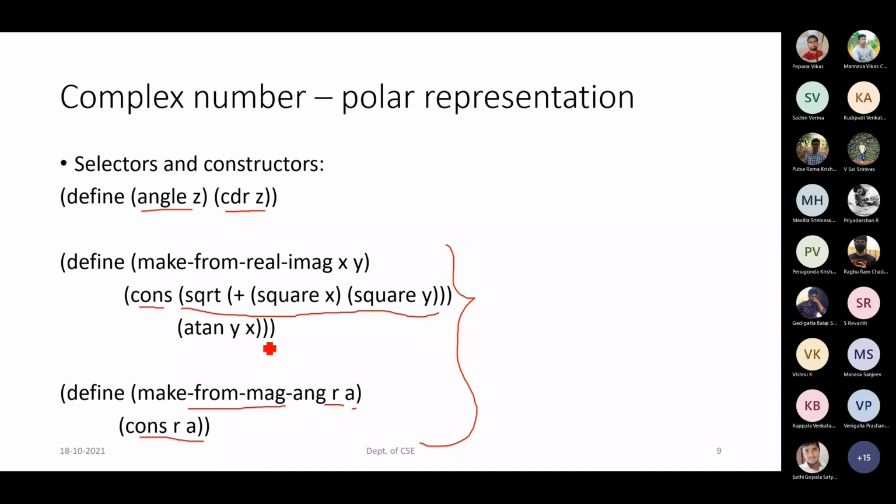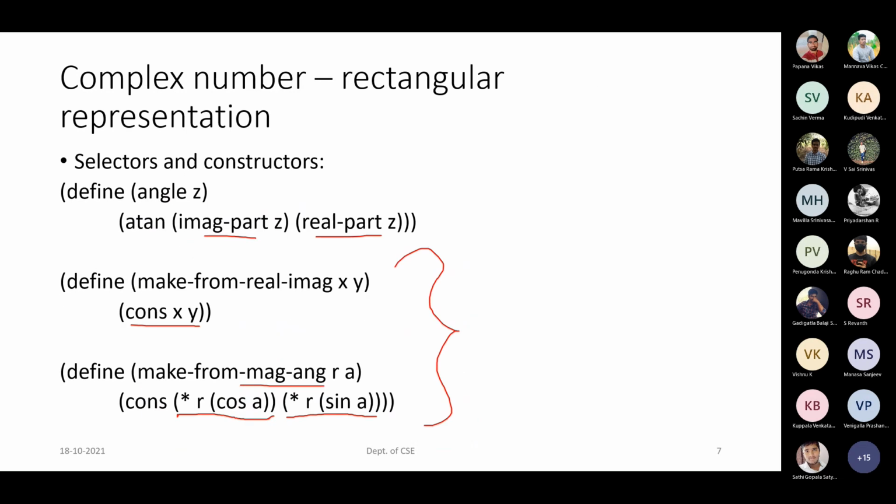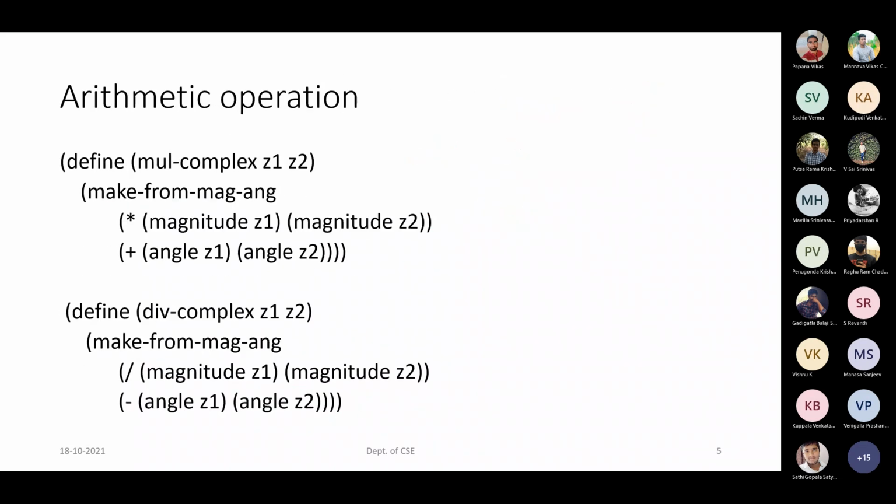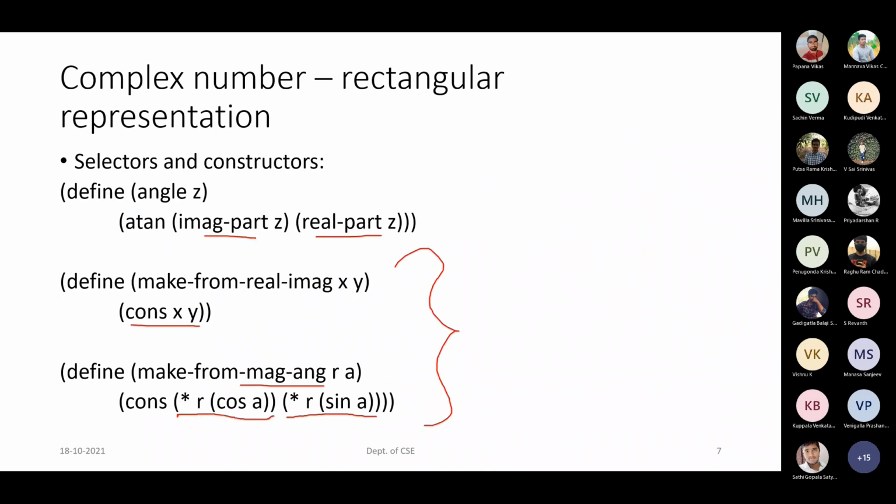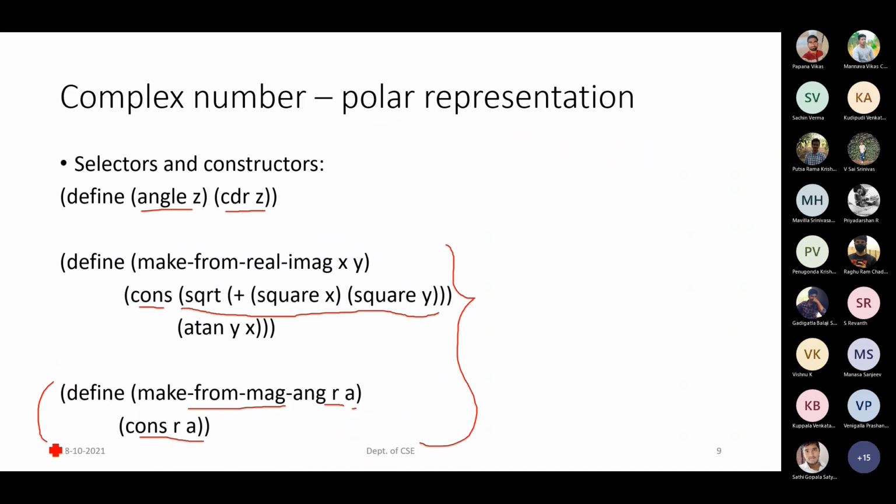If it is in the rectangular form, these will be the set of supporting procedures which we have to use. But now, what is the real problem? When you are calling this multiply procedure or division of two complex numbers, and you say make from magnitude angle, will it be calling this one, which is in the rectangular form representation, or should it call this procedure which is in the polar representation? So how can it make out? It is not able to make out.